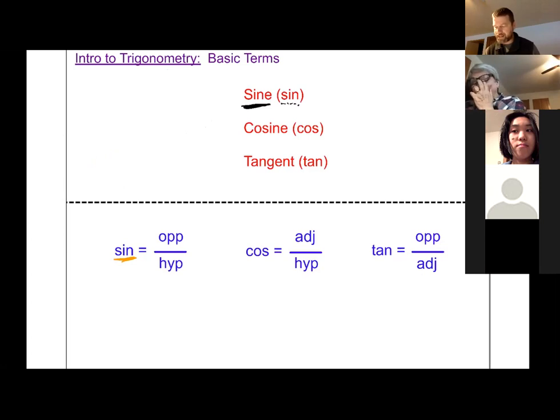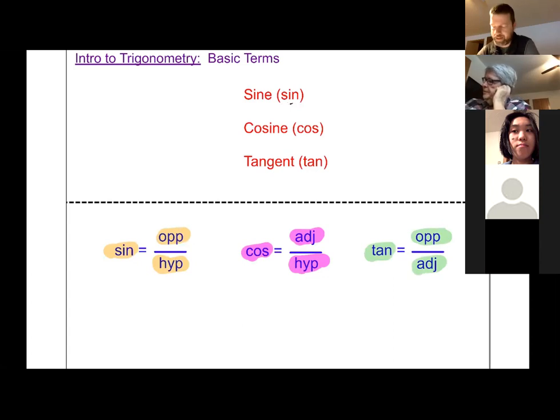So sine is the value you get when you take the opposite side divided by the hypotenuse. That's your sine. Cosine is the value you get when you take the adjacent side divided by the hypotenuse. And tangent is the value you get when you take the opposite side divided by the adjacent side. So what we do with trig is we take different sides and we divide them.